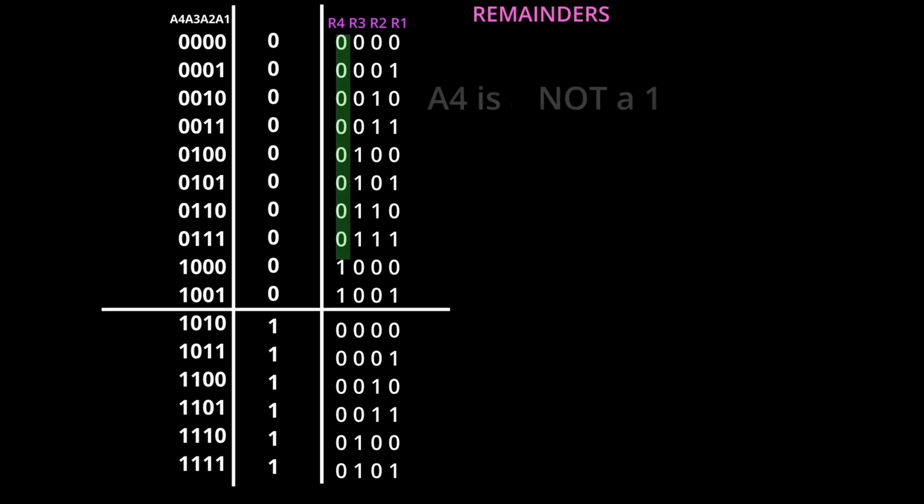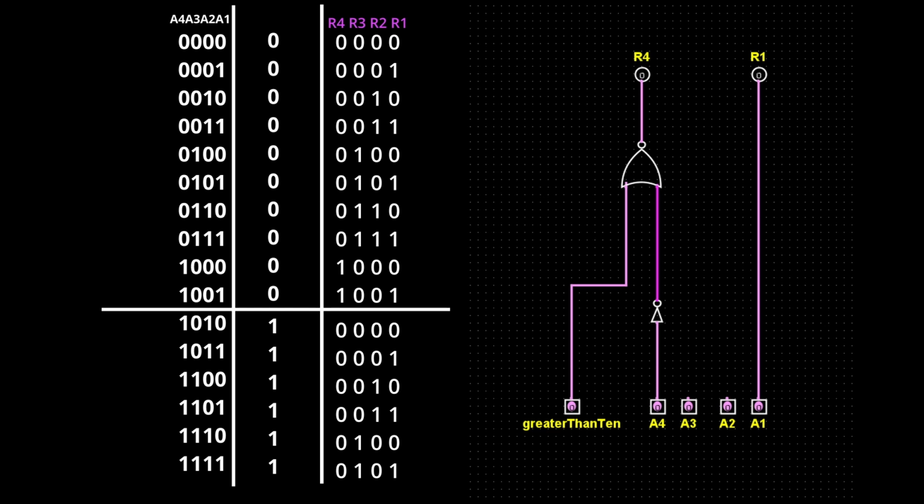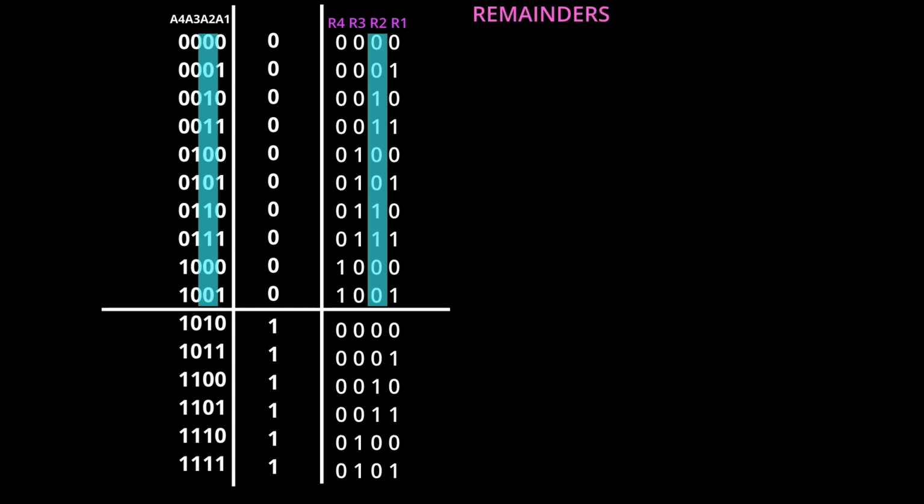R4 is a 0 if A4 is not A1 or the number is greater than 10. For R4 to be a 1, we just have to invert the final result. 2 down, 2 to go. Now there's an interesting pattern here on R2. Notice how it just copies A2 here.